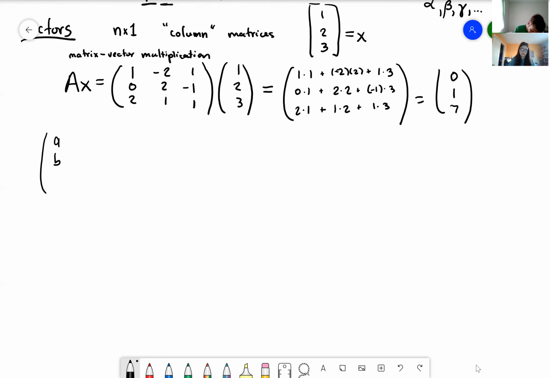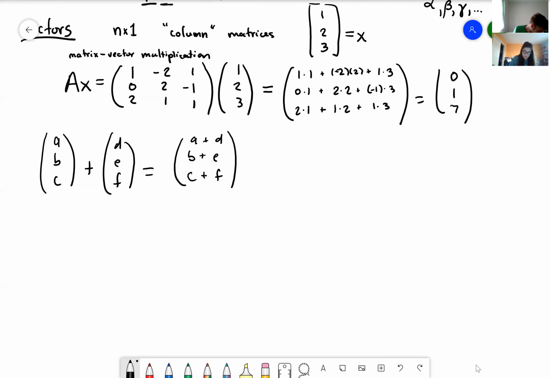Vector addition. We can add 2 of these n by 1 column vectors together as long as they have the same dimensions, and their sum is component-wise. This is just how we define vectors, and all examples of vectors that we've seen before work exactly like this.